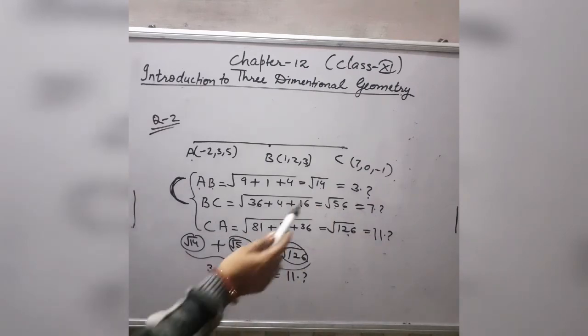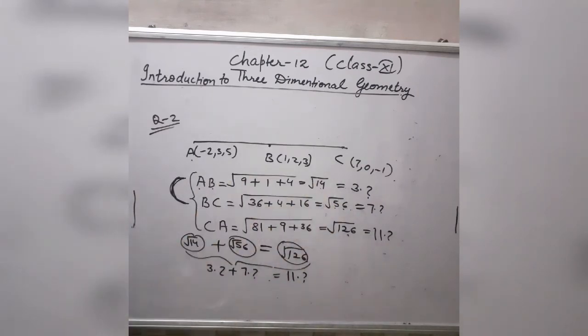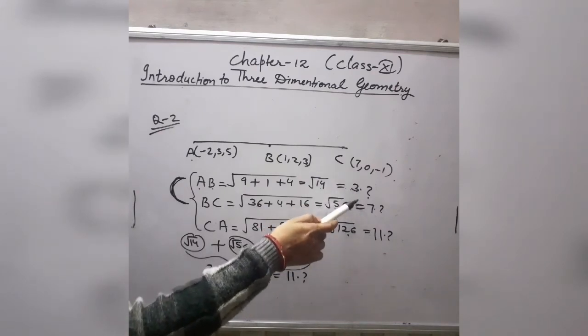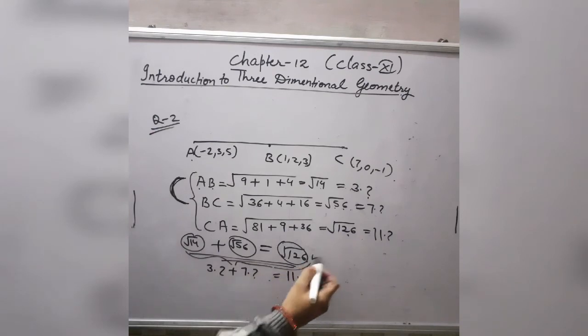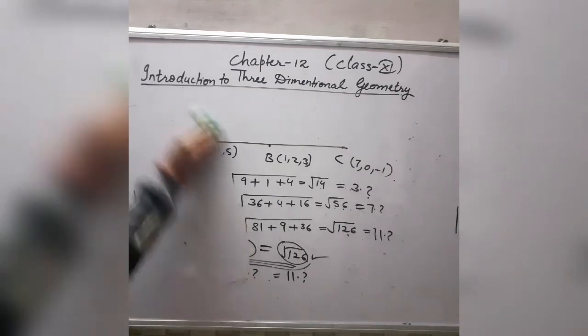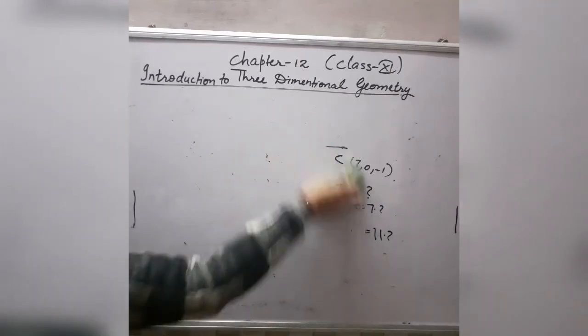If in this case you find the exact values of root 14 and root 56, then the sum of these two distances is equal to the third distance. That's why this condition is satisfied in this case. So these 3 points are collinear. We have to just show that these 3 points are collinear. So in this way, by using the distance formula, we can prove that these 3 points are collinear.